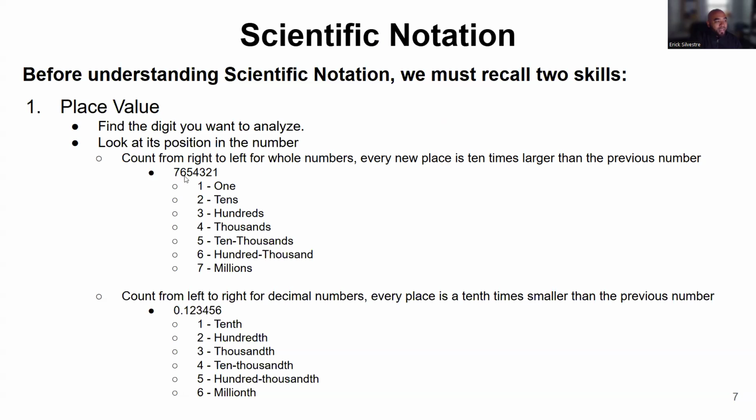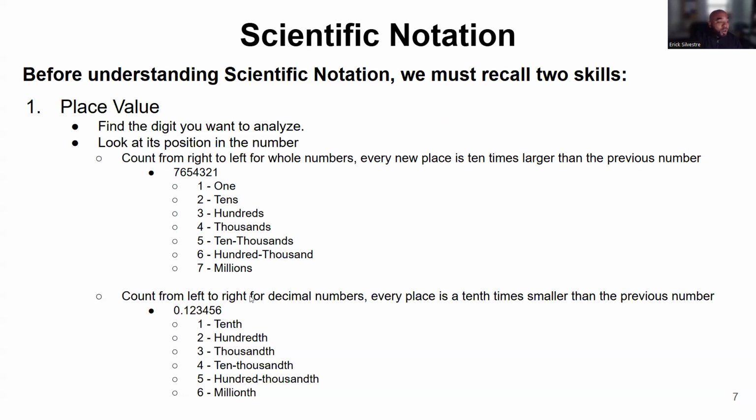So for example, this number right here, if I go from right to left, I know that 1 is in the ones place, the number 2 is in the tens place, the number 3 is in the hundreds place, the number 4 is in the thousands place, the 5 is in the 10,000, the 6 in the 100,000, the 7 is in the millions. All right.